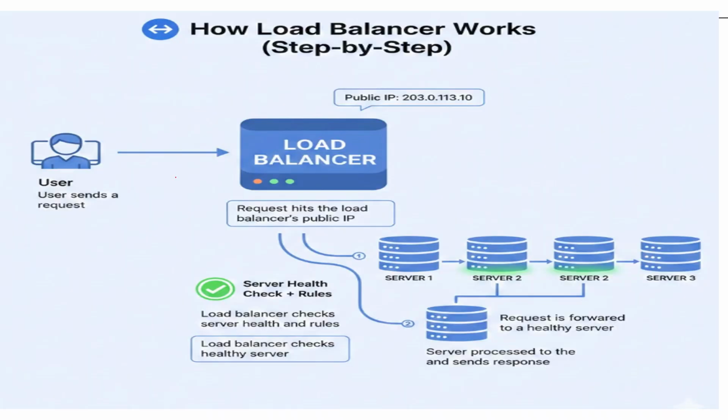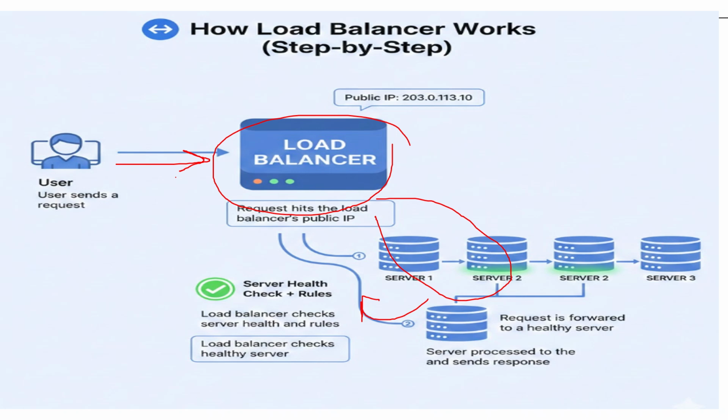So here is how a load balancer works. First, the user sends the request to the load balancer through a public IP address. The load balancer checks the health and the routing rules. Then the request is forwarded to a healthy server. Finally, the server processes the request and sends the response. The user never knows which server handled the request.